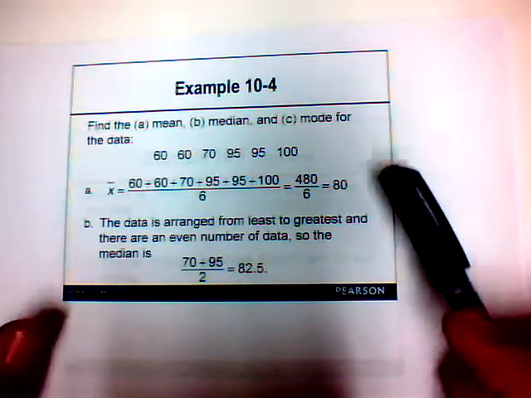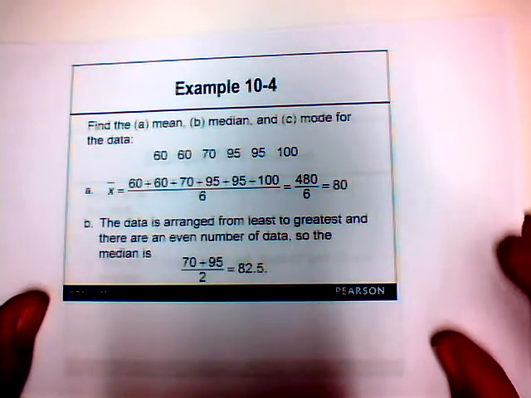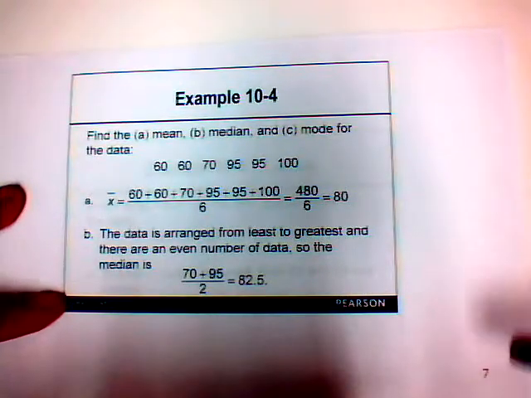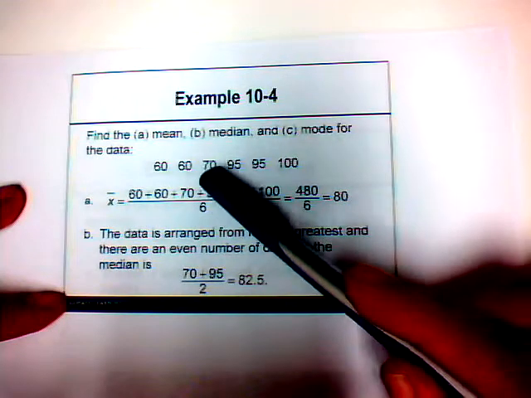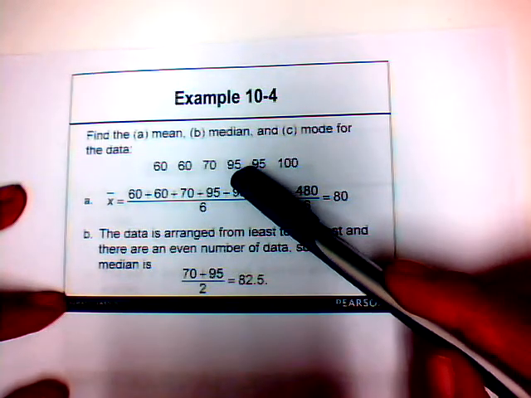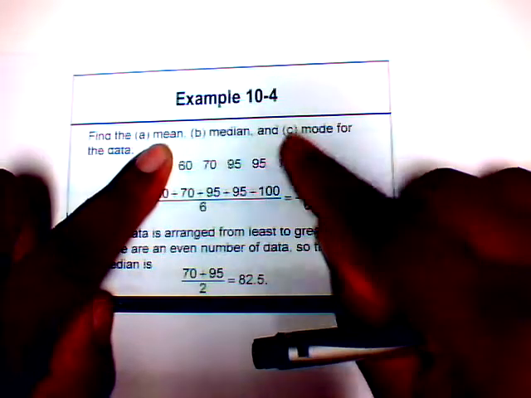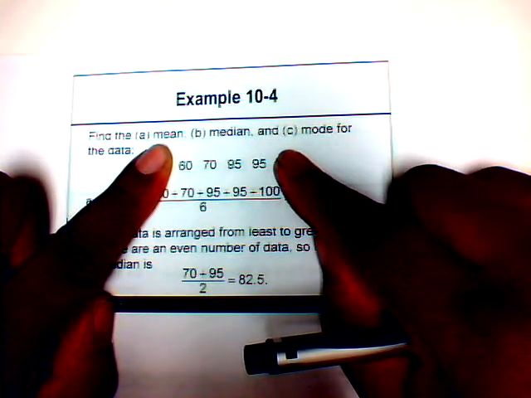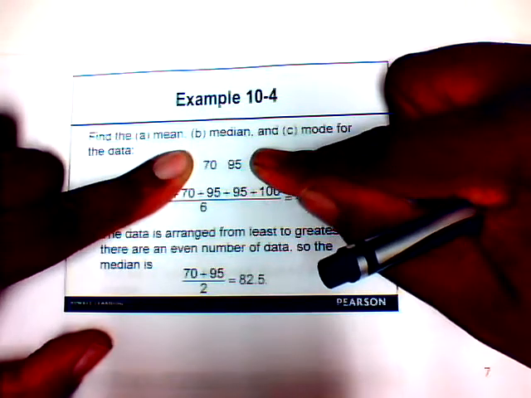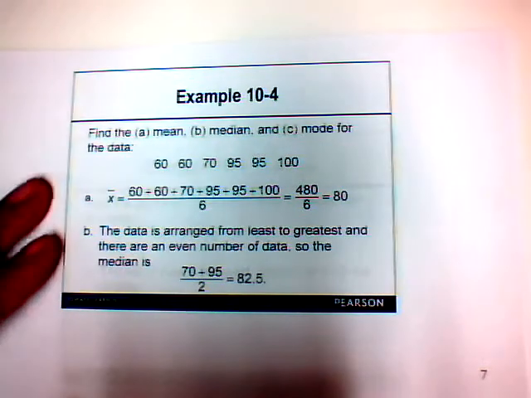Part B is finding the median of that set of data. Here the data is arranged from least to greatest, and there are an even number of data values. So in this case, you're going to have to take the average of the two middle numbers. Or another way you can do this is to cover up the first and the last numbers in this ordered set, and then cover up the next, and just keep going until you get to the middle, which is 70 and 95. So you have to get the average of those two.